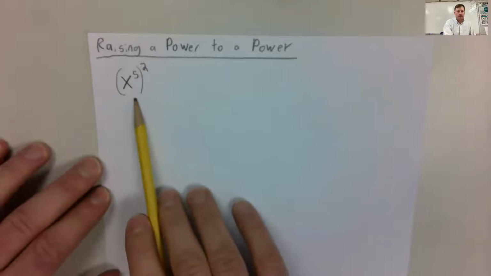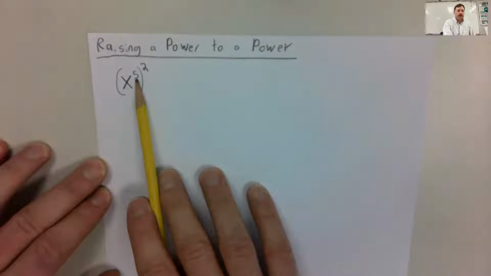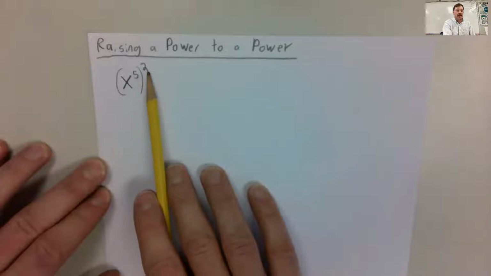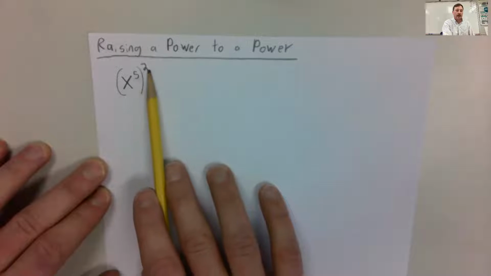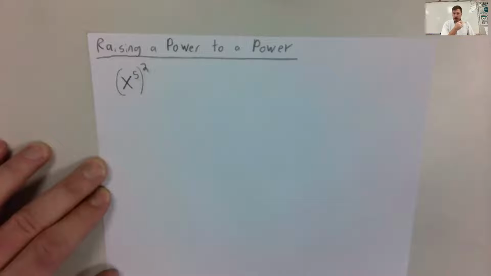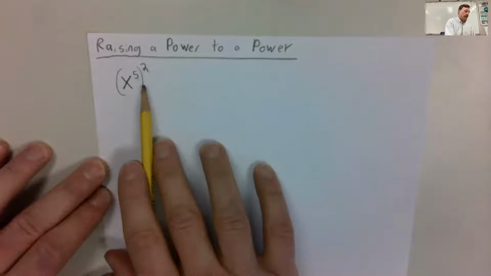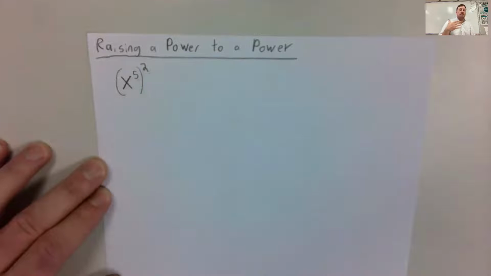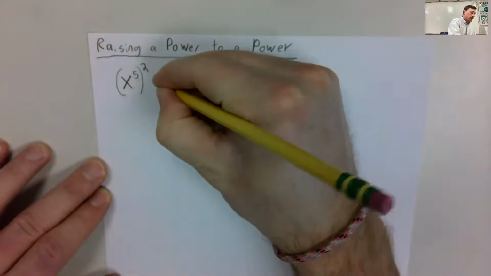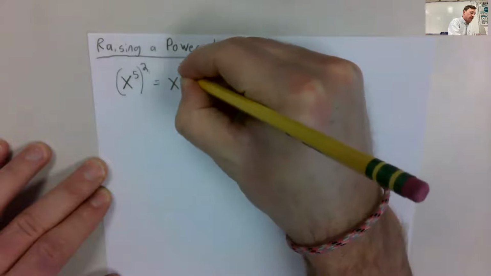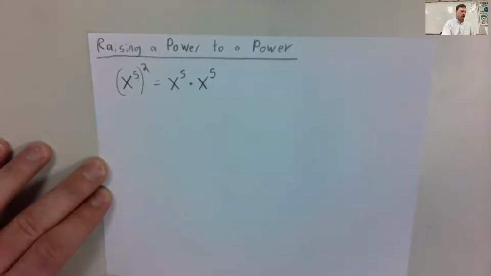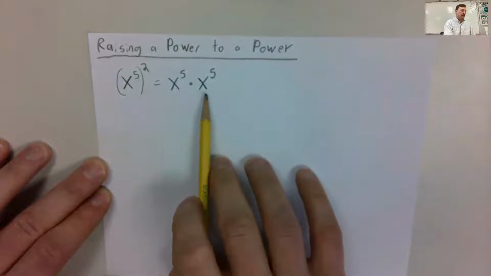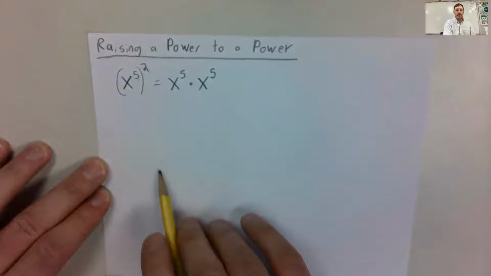So let's start off with our first example problem, x to the fifth raised to the second power. So that x to the fifth is in parentheses, and that is a power being raised to a power. Before I give you the rule, let's think about what this actually looks like. Remember, anything squared is just it multiplied by itself twice. So I can rewrite this as x to the fifth times x to the fifth. Again, it's just x to the fifth squared, so it's being multiplied by itself twice.